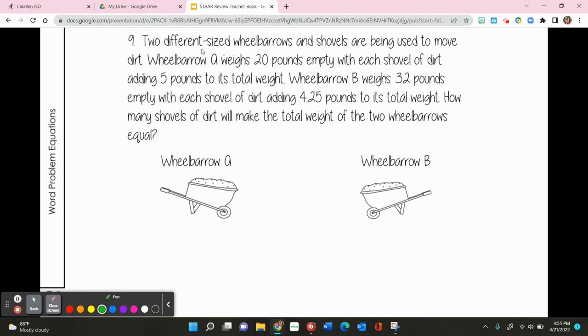So first off, let's go ahead and look at wheelbarrow A. It weighs 20 pounds empty, with each shovel of dirt adding 5 pounds to its total weight. So here, wheelbarrow A weighs 20 pounds, okay? And each shovel of dirt that we are adding, so I'm adding 5 pounds to its total weight. Remember, each shovel of dirt weighs 5 pounds. So here, this lets us know that the x belongs with the 5. So this is 20 plus 5x, and this is equal to wheelbarrow B.